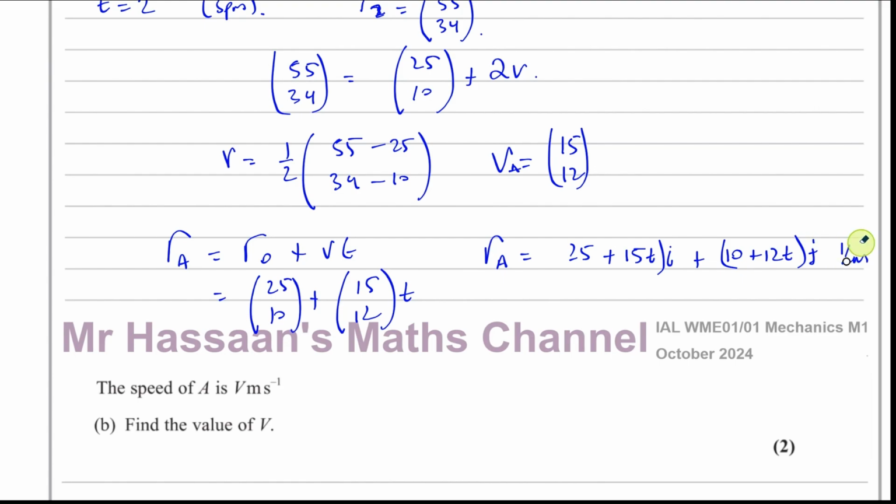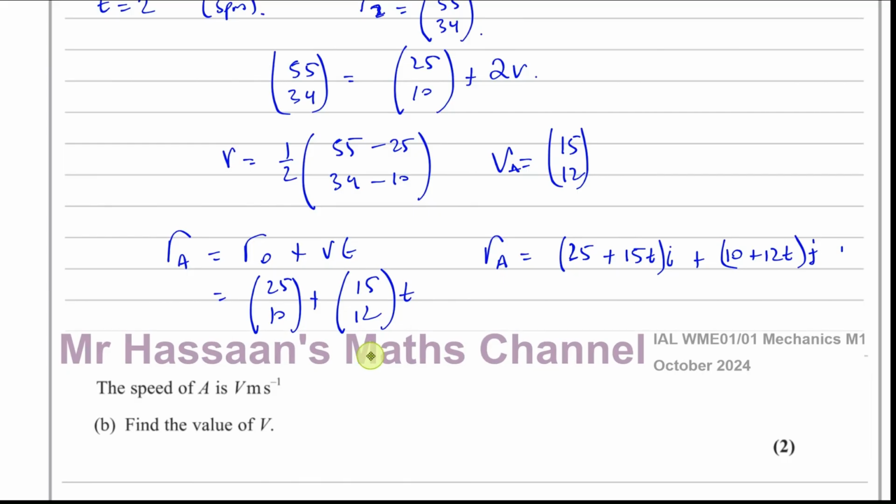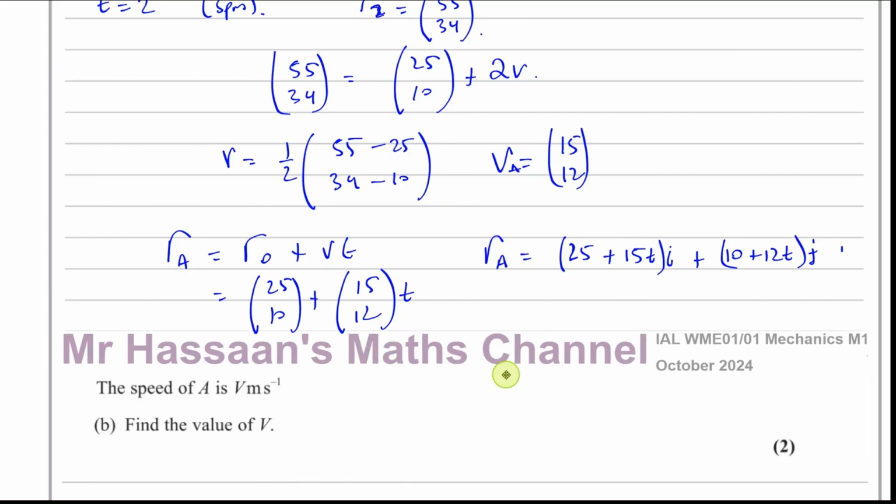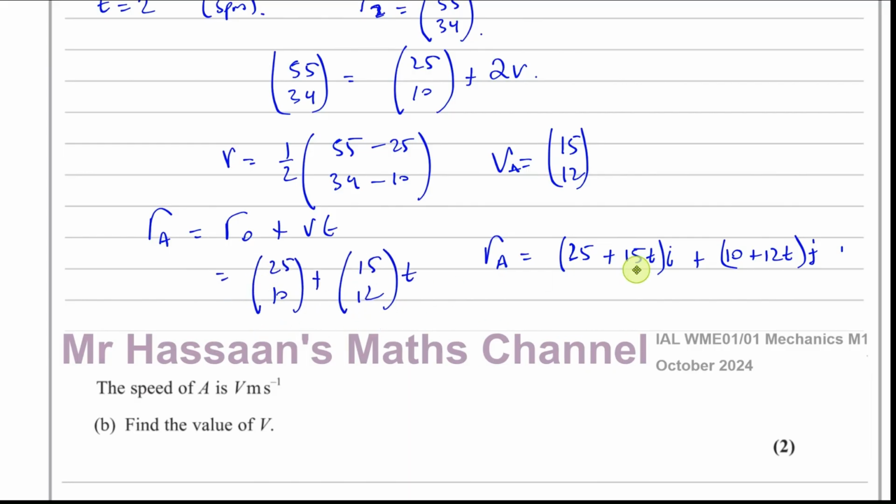I'll just write it in the same format that they told us to write it. As always, I much prefer to use column vectors, and in the end I just write them in the required form. If the question is given in this i and j form, that's what I do.